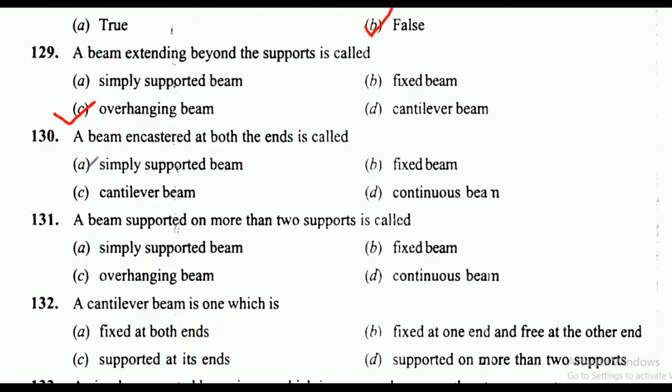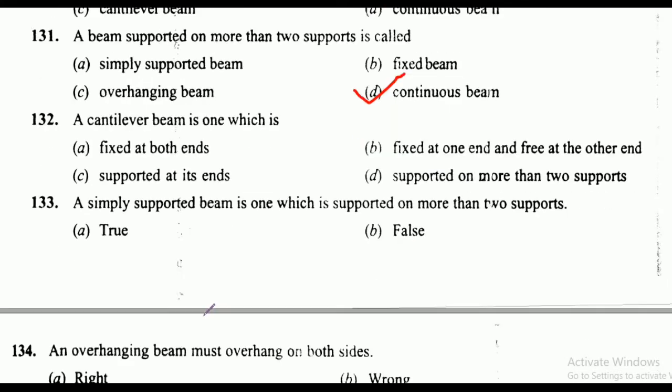Okay. Next is a beam encastered at both the ends is called. Here, friends, these are the options, and here correct answer is option B, that is fixed beam. Next is a beam supported on more than two supports is called. Here friends, these are the options, and here correct answer is option D, that is continuous beam. Cantilever beam is one which is, here friends, these are the options, and here correct answer is B, fixed at one end and free at the other end.